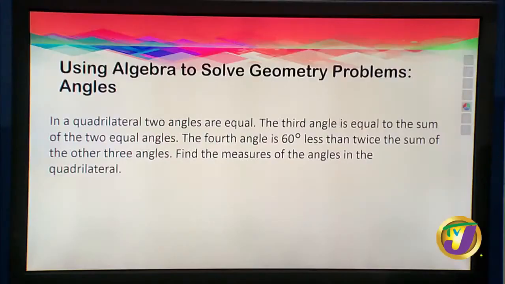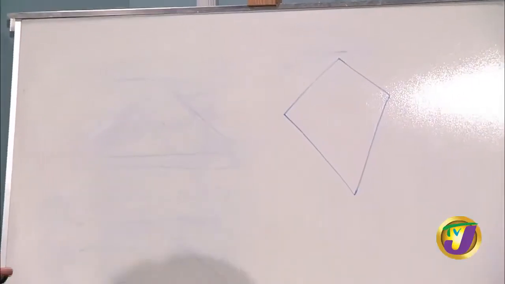So in a quadrilateral, two angles are equal. So quadrilateral, a four-sided figure. All right, so we're going to make a sketch. The third angle is equal to the sum of the two equal angles. You can just draw any random quadrilateral. So suppose I did something like this. No problem.